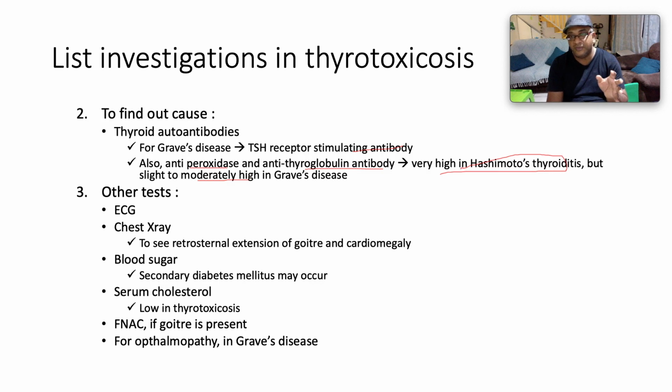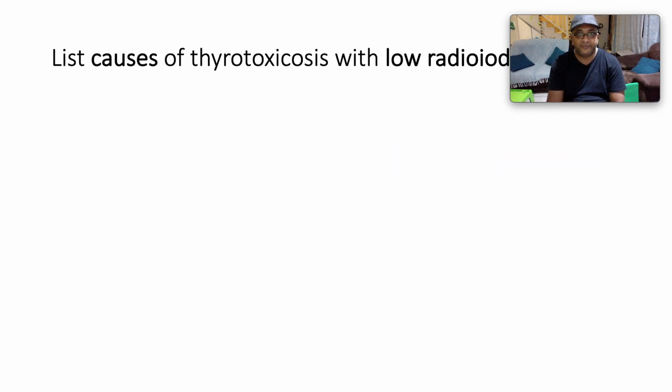So if it's diffuse uptake, you're thinking about Graves' disease. If it's patchy uptake, it could be a toxic adenoma or toxic multinodular goiter. If there's no uptake, it's likely thyroiditis.